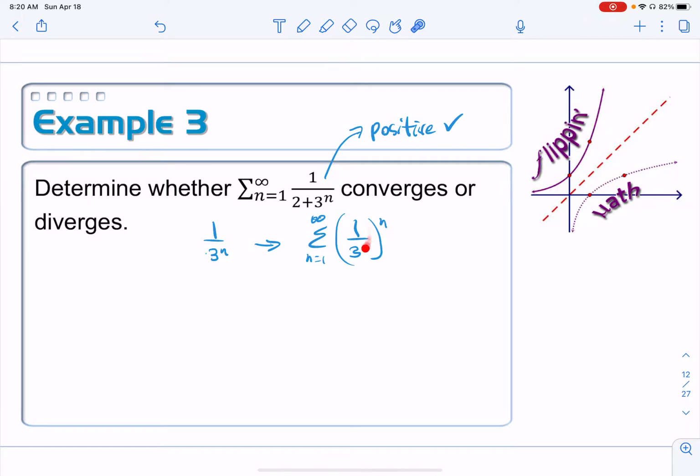What do we know about this geometric series right here? Well, since the absolute value of r is less than 1, since it's equal to 1/3, this is a convergent geometric series. I'm about to say G series. We got a p-series and a G series. Convergent.